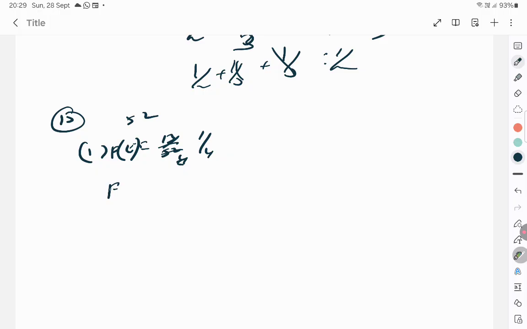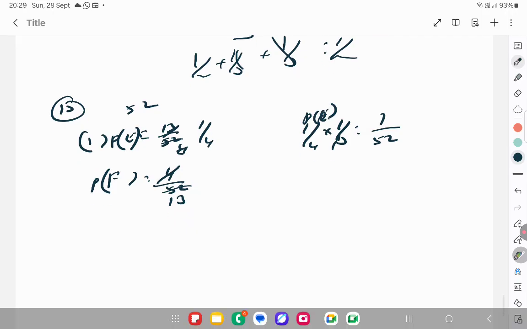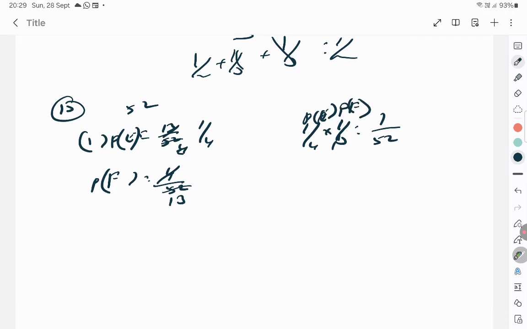And probability of F is the card is an ace card. How many ace cards are there? 4 ace cards out of 52. So it's 1 by 13. So 1 by 4 into 1 by 13 is 1 by 52, which is P of E into P of F. Is it equal to P of E intersection F? What is it?